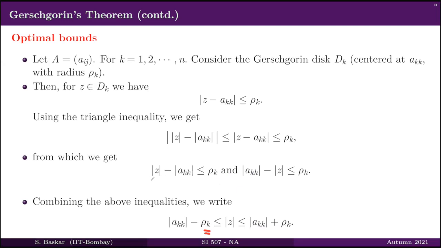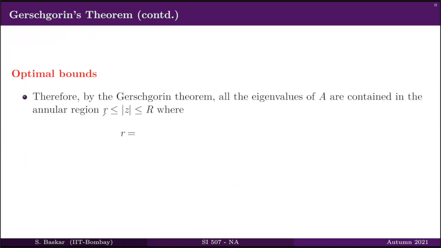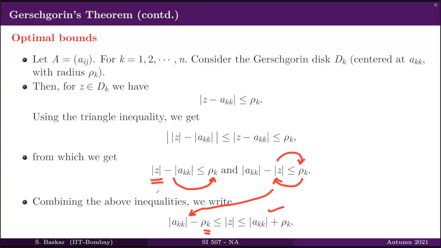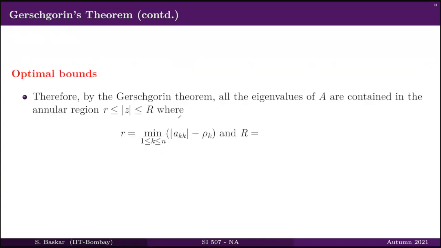I'm just keeping zk and taking this to the other side and getting this, and similarly take this to the right side and rho k to the left side, and that gives you this. That's also a simple manipulation. Once you do that, you can see that you got the annular region in this form where small r is this quantity and capital R is this quantity for one typical disk.